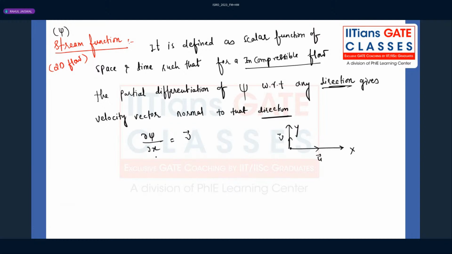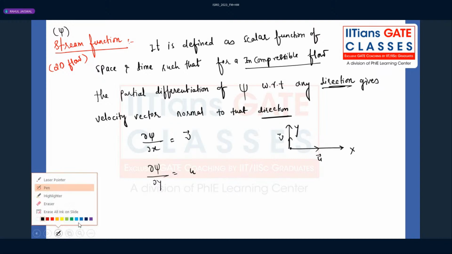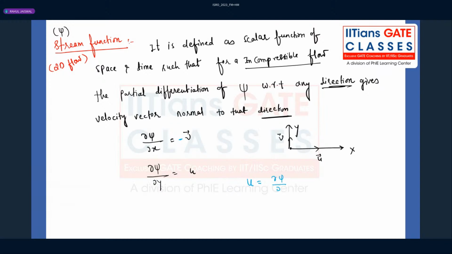Similarly, when you differentiate psi with respect to y, it will give you the velocity perpendicular to the y direction. What is the velocity perpendicular to the y direction? U. But here we are adding minus sign, here we are adding plus sign, no doubt. So what is u? U is nothing but dou psi by dou y.